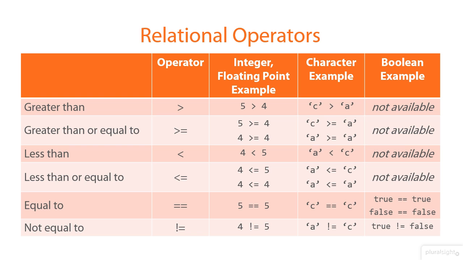And then finally, not equal to is simply are they different, right? 4 is not equal to 5, A is not equal to C, and true is not equal to false.